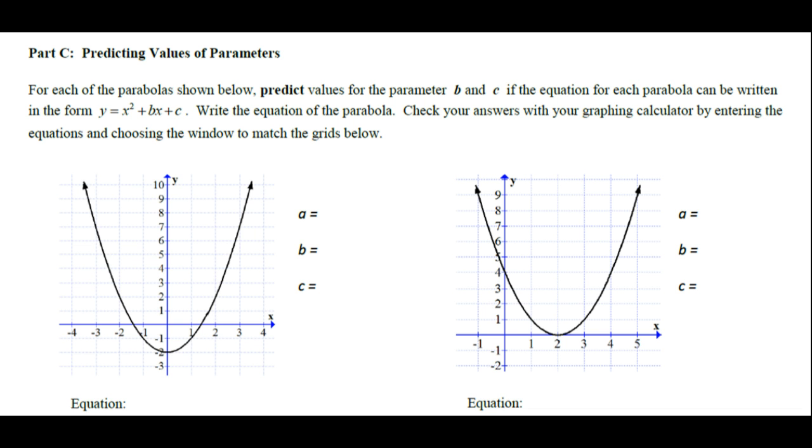Predicting values of parameters. For each of the parabolas below, predict the values for the parameters b and c if the equation for each parabola can be written in the form y equals x squared plus bx plus c. Write the equation, check your answers with the graphing calculator by entering the equation and choosing the windows to match the grid. Okay, so I'm not necessarily going to choose the window to match the grid, and I'm not going to do it on the graphing calculator, right?